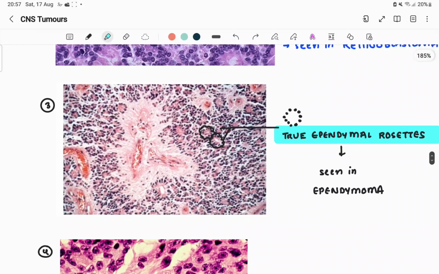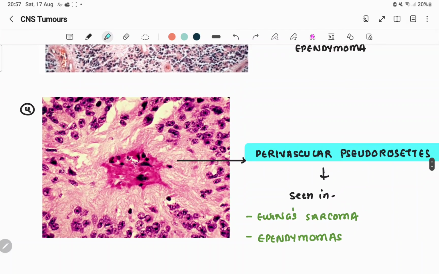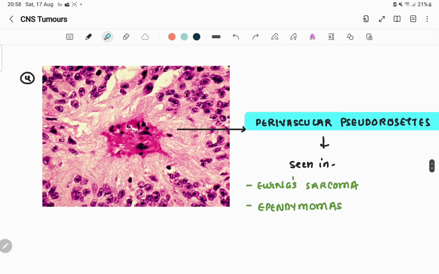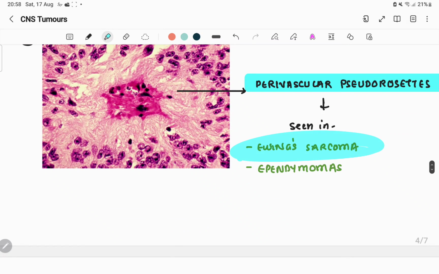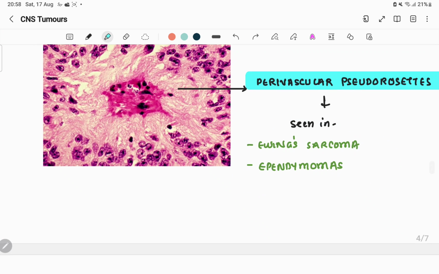Look at this. True ependymal rosettes. These are ependymal rosettes seen in ependymomas, and these are shaped like this. True ependymal rosettes have a lumen present. Next, perivascular pseudo rosette, meaning around the blood vessel the rosette is formed. The cells are arranged like a rosette around a vascular core. This is seen in Ewing sarcoma, that is a bone tumor, we'll talk about that, and ependymoma. Understood?